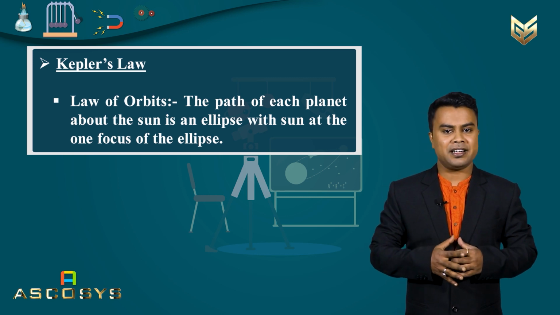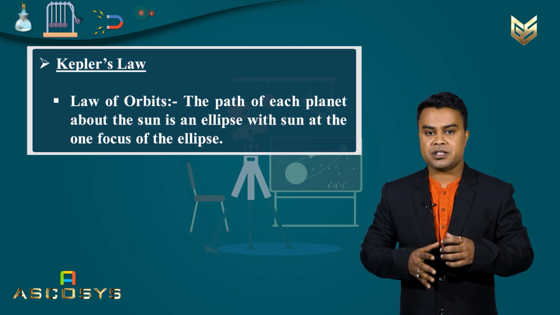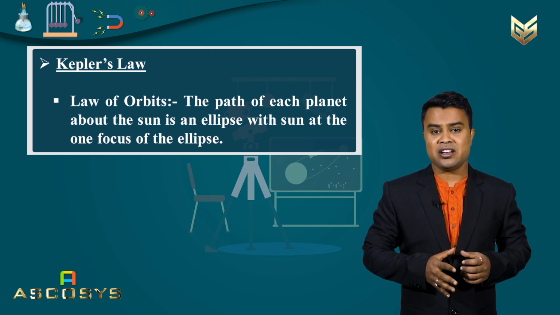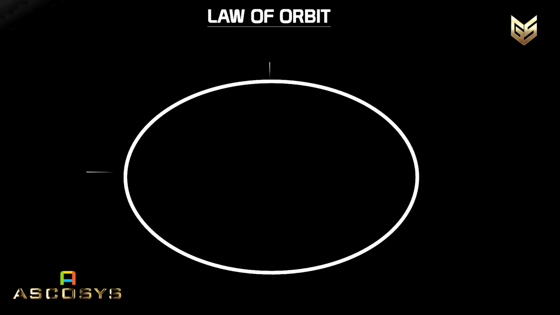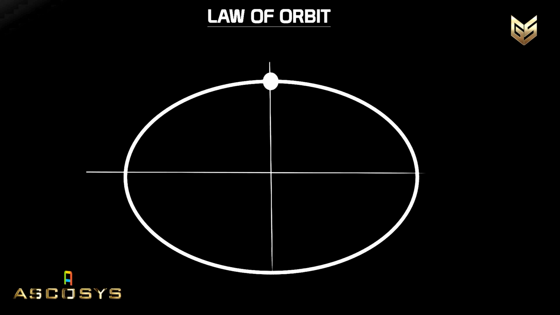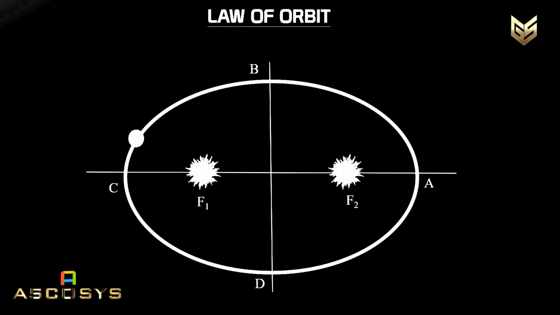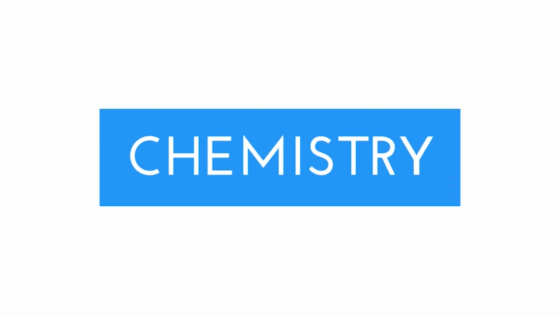Of each planet about the sun is an ellipse, where the sun is at one of its foci. Let us understand this in this way. Suppose a planet is revolving around the sun from the point A, B, C and D, and the sun can be in either of the foci, on the right hand side or the left hand side of the ellipse. This is how the first law, that is the law of orbits, goes according to Kepler.